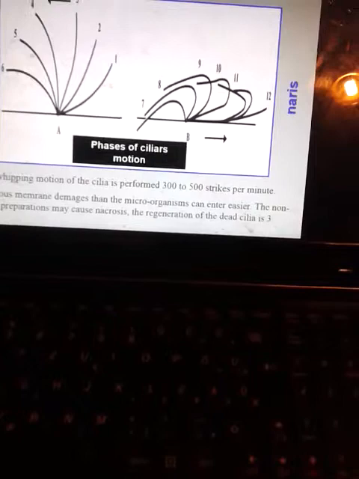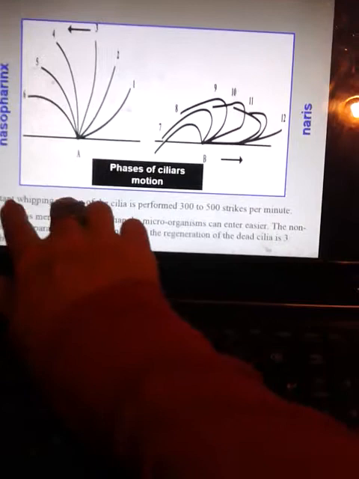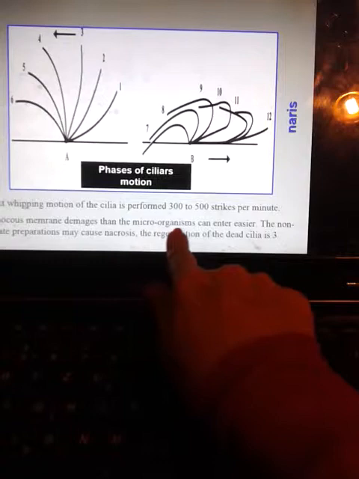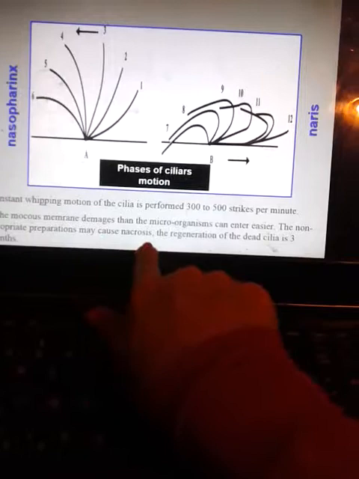In the nasopharynx, the phase of ciliary motion is backward. Constant whipping motion of the cilia is performed, 300 to 500 strokes per minute. If the mucous membrane is damaged, then the microorganisms can enter more easily. The non-appropriate preparation may cause necrosis. The regeneration of the dead cilia takes 3 months.